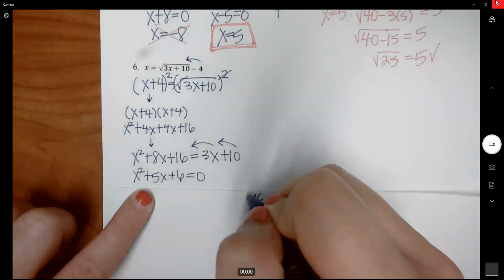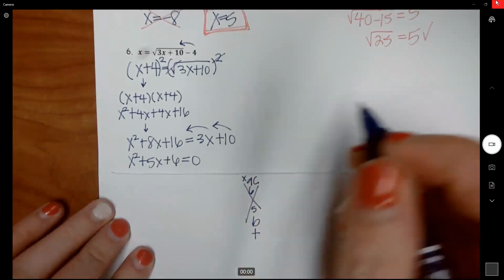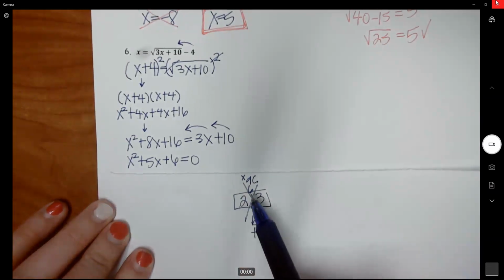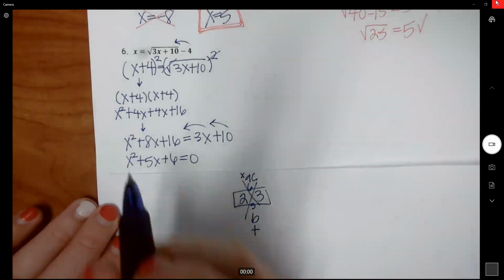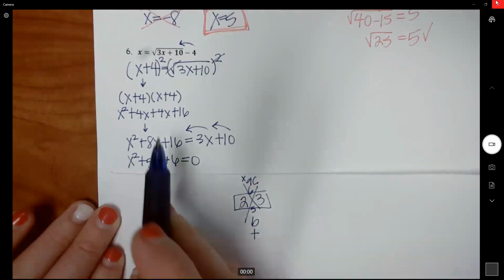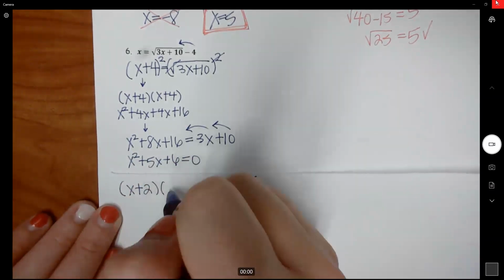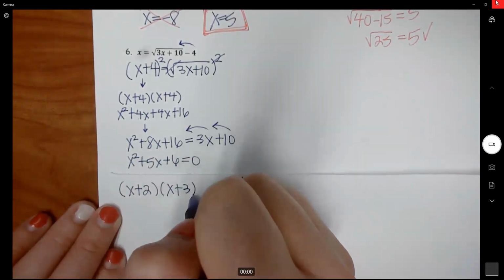What adds up to 5 and multiplies to 6? And that's going to be 2 and 3. 2 times 3 is 6, 2 plus 3 is 5. So this factors, because it's easy, because my a is 1, to x plus 2, x plus 3.